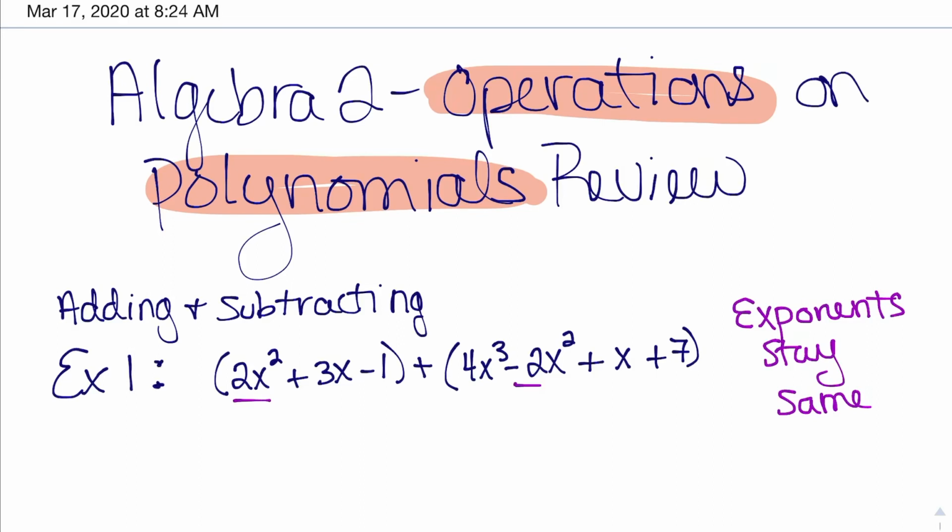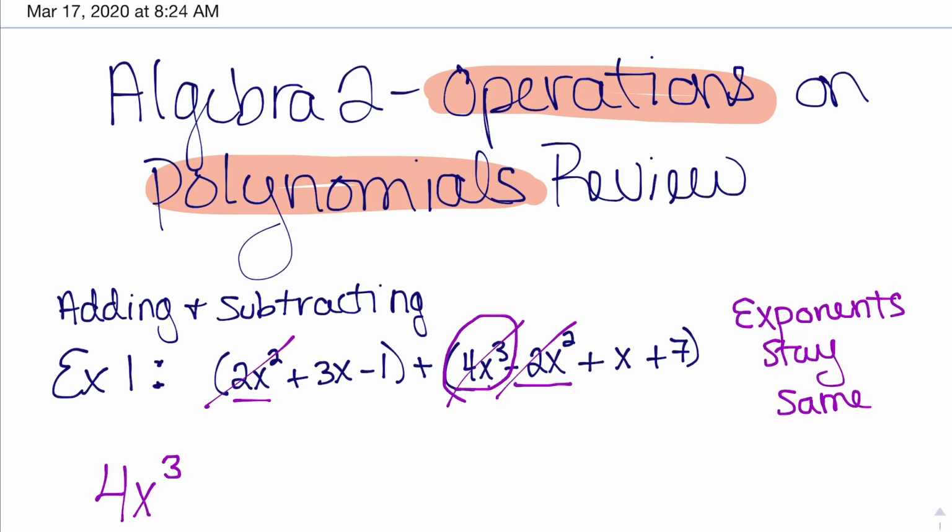I see another x squared on the right, and it's a negative 2x squared. Well, positive 2x squared and negative 2x squared, that gives me 0x squared, or those would just cancel out. I see on the right-hand side, though, I actually have this 4x cubed. That's the highest power. That's the one that I want to write down first. Since there are no other x cubes to combine it with, I'm just going to bring that down as the beginning of my answer. So I've used that. The x squareds were canceled out.